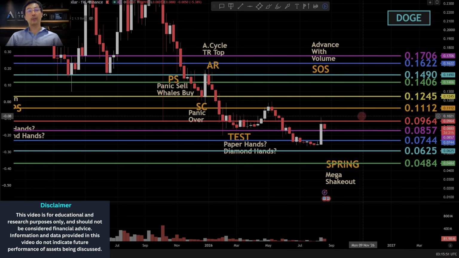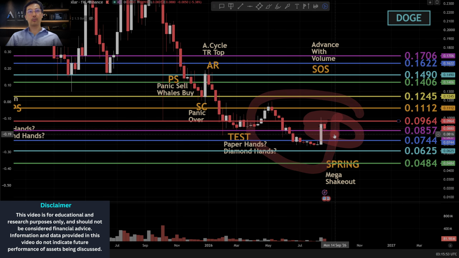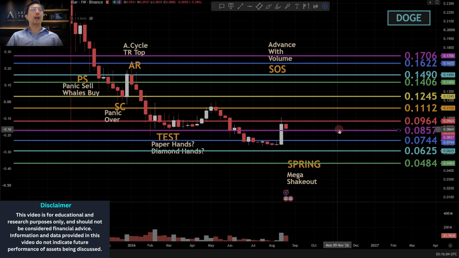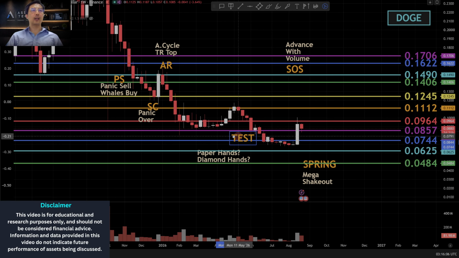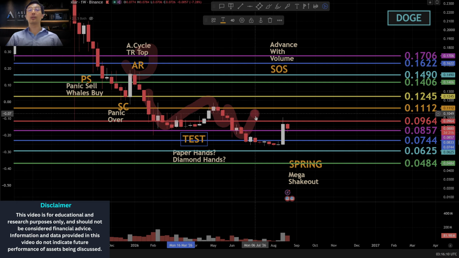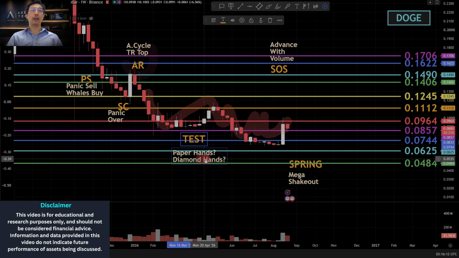We'll cover the weekly Wyckoff structure as well as the short-term trend so you can learn how to assess the risk of the next price move, even if you're new to technical analysis. So here, where Doge is now is in the testing stage of the accumulation cycle. After the automatic rally, the price continues to try to test the prior lows.